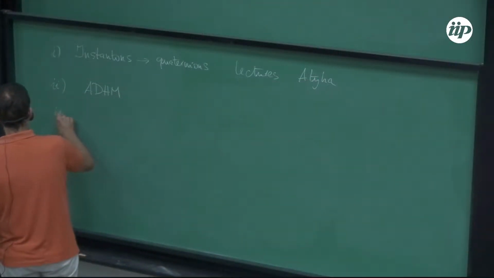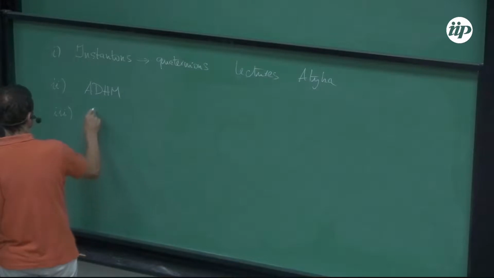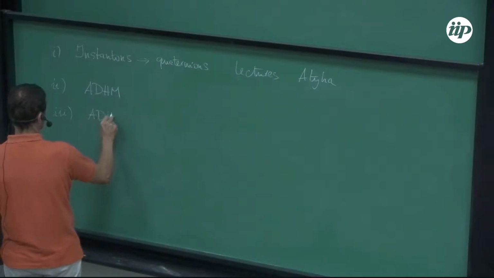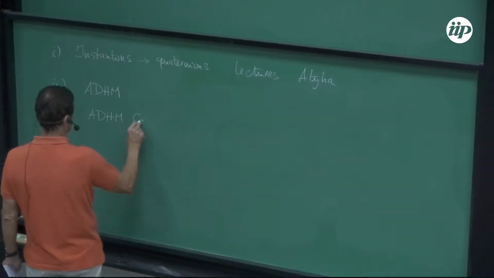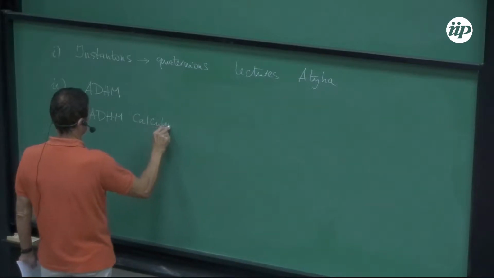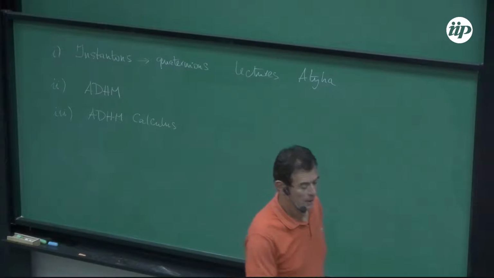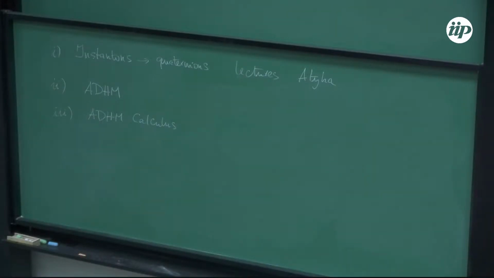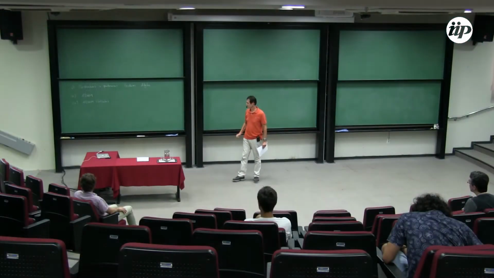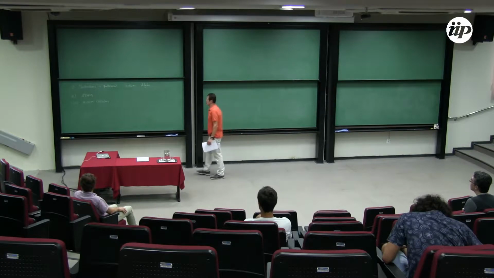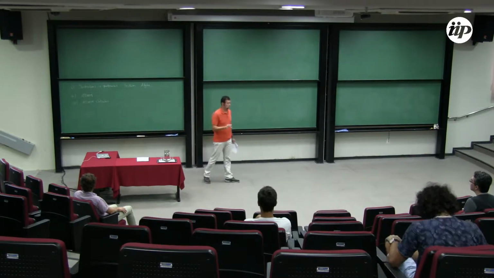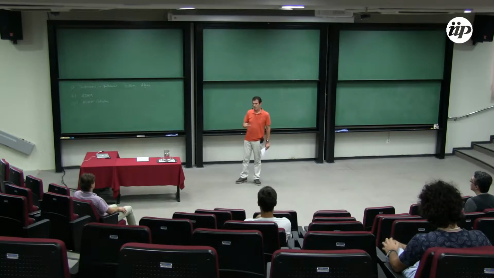Then there is a third part in which we do what is called ADHM calculus. That is, once you have the solution for the gauge field of the problem, what you want to see is what are the rest of the so-called zero modes of the theories.